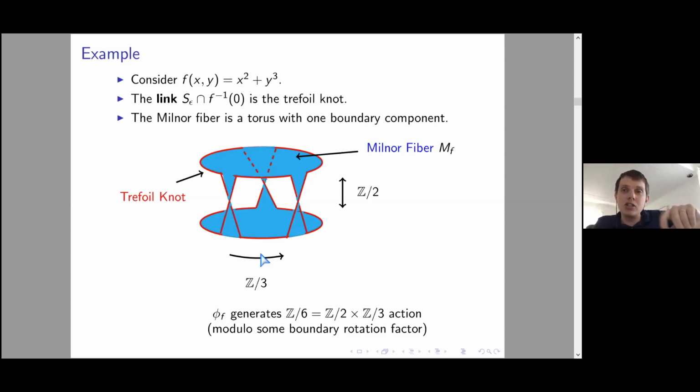So what you do is you apply this Z3 rotation, then you apply the Z2 generator, and then the boundary has rotated by about a sixth. And then you untwist the boundary back to the identity. And that's what the monodromy map is.